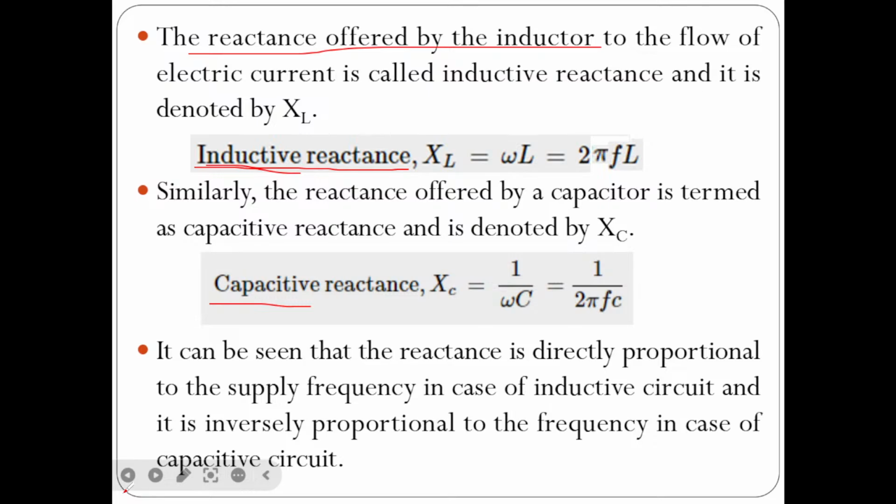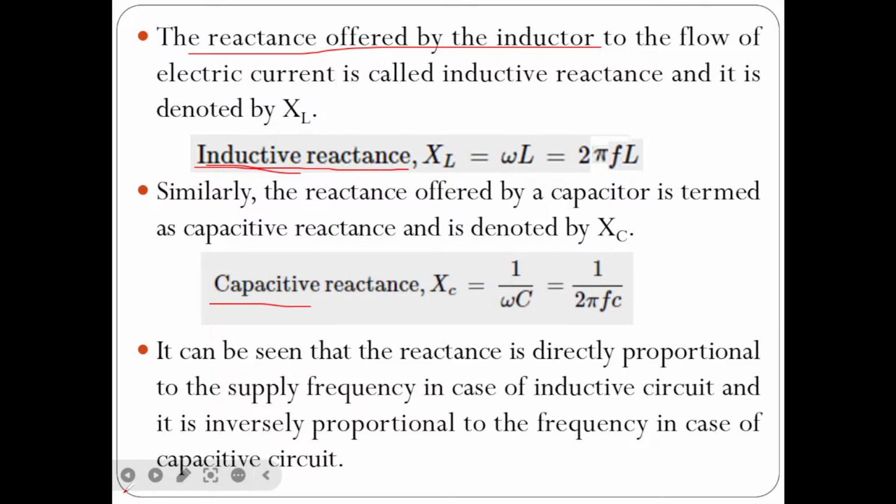Okay, that shows that reactance is due to the inductor, so that is given by omega into L, XL equal to omega L. Omega is what? 2 pi f into L. So omega is equal to 2 pi f, so replace omega by 2 pi f into L. So what is XL now? XL is equal to 2 pi f L.